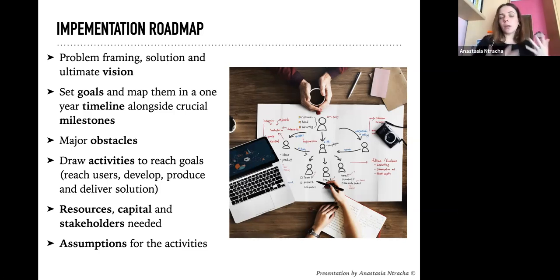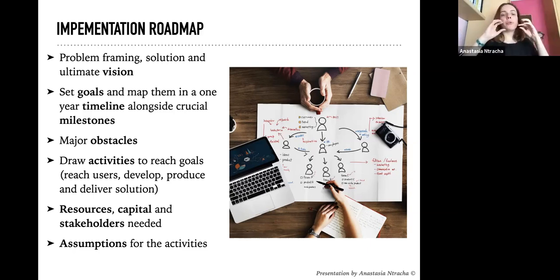You can start with a yearly timeline and set goals in this timeline and map them on this timeline with crucial milestones. What do you want to achieve until when? So let's say for us, it would be like, let's say by March, we want to have 1,000 cries in our database in collaboration with doctors. By July, we would want to have UI and UX, user interface and user experience, all sorted out, etc.